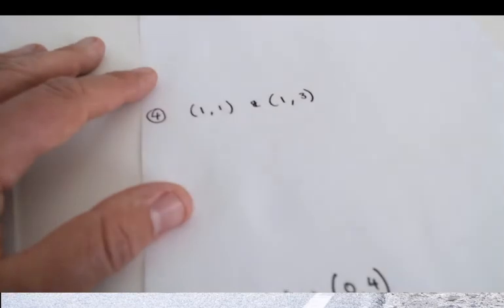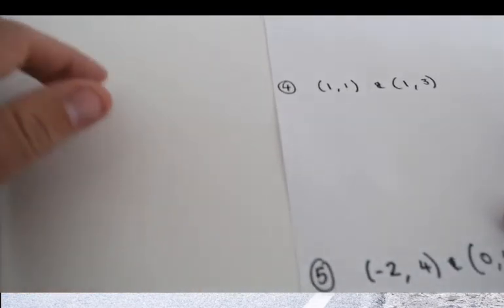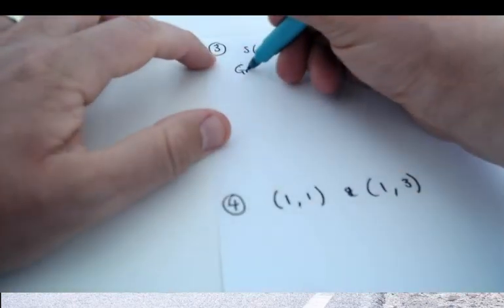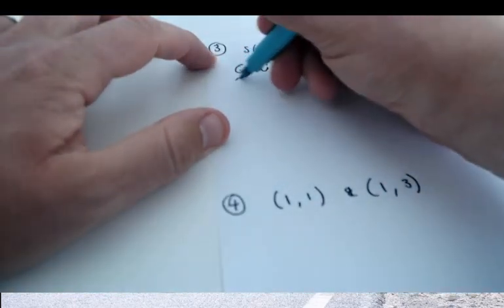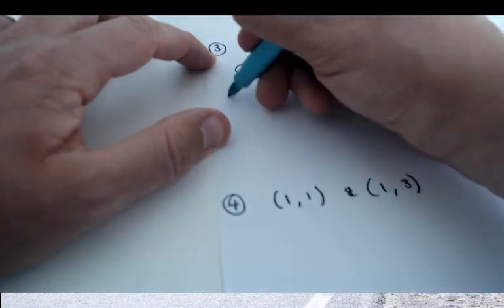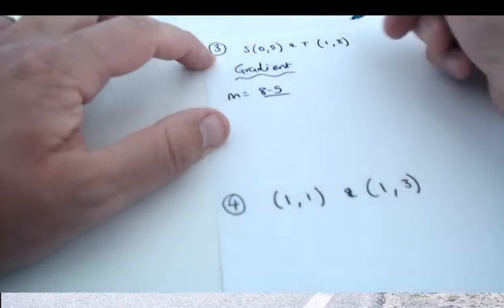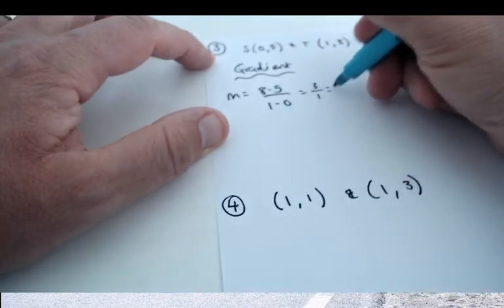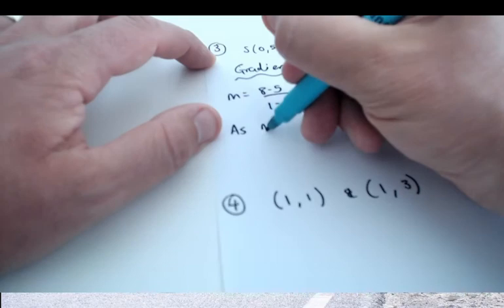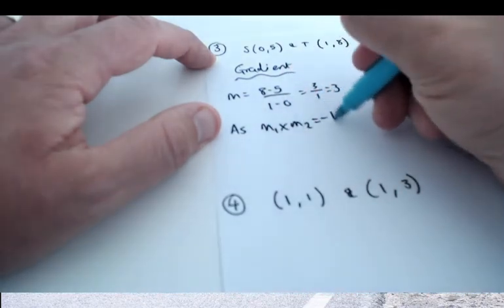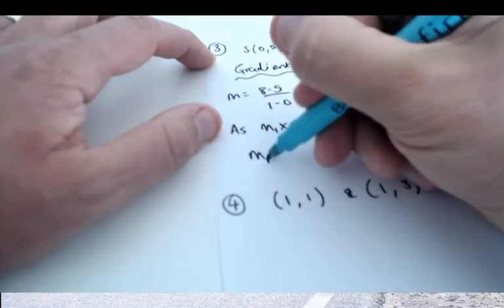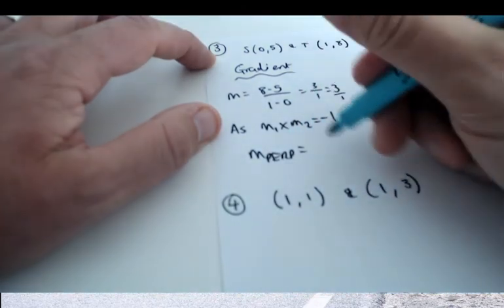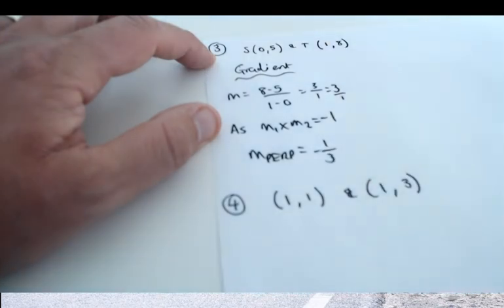Okay, next one, number 3. Again, I want my gradient. So it's going to be 8 take away 5 over 1 take away 0, which will give me 3 over 1, which is 3. I want the perpendicular gradient. I write my statement. M perp, turn it upside down, change the symbol. So 3 would be 3 over 1. Upside down would be 1/3. Change the symbol, minus 1/3.